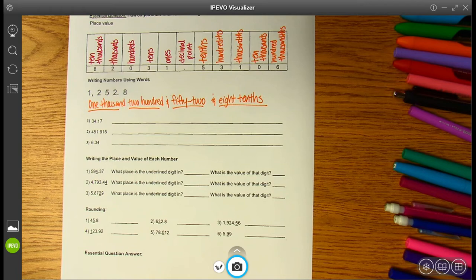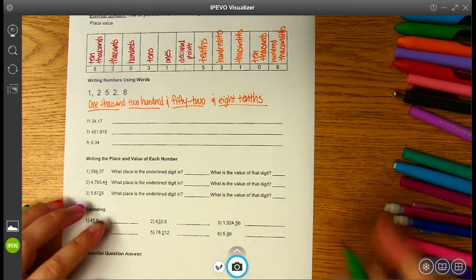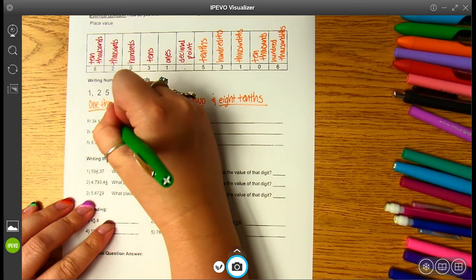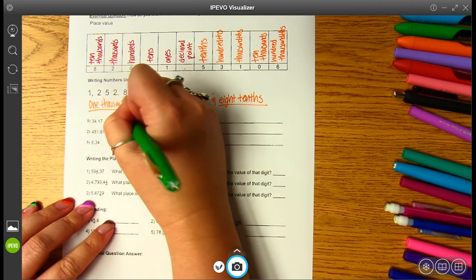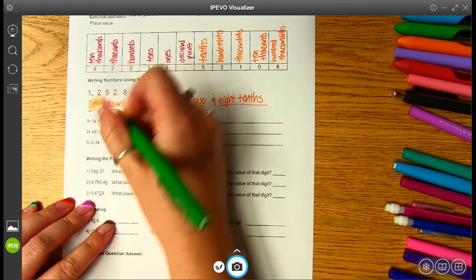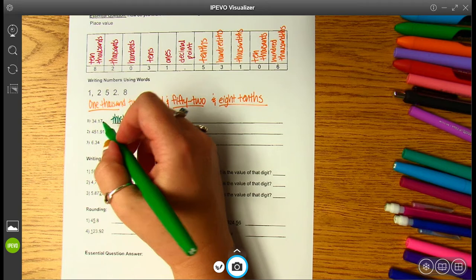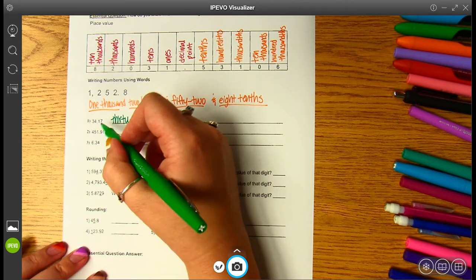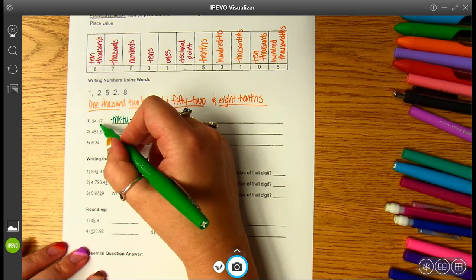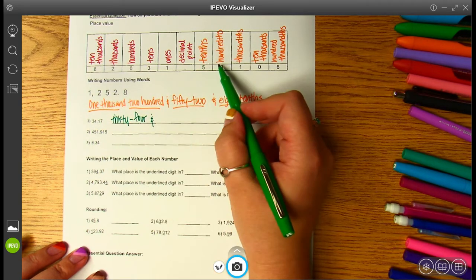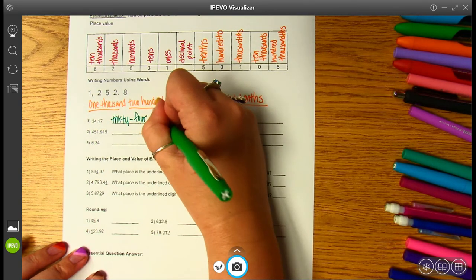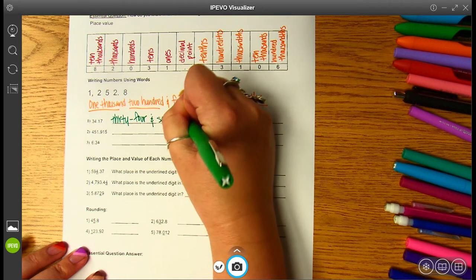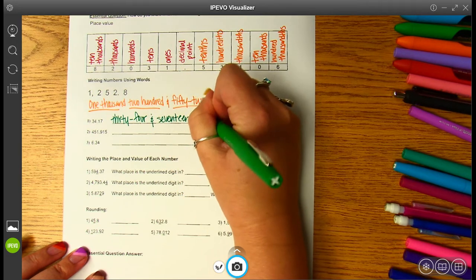Okay, for the first one, now that you unpaused and you're back with us, hopefully you put 34. Okay, that's here to the left of the decimal. And then to the right of the decimal, you had 17. What place value is the last number in? It's in the hundredths place. So 17 hundredths.